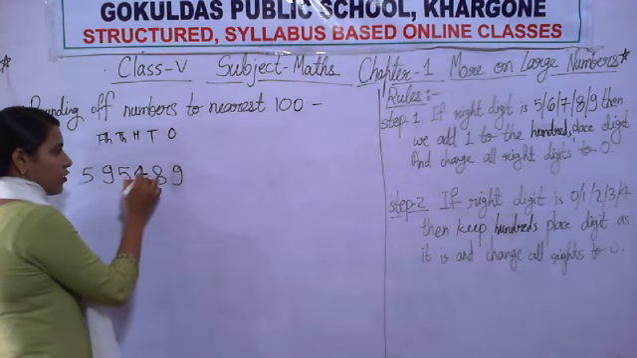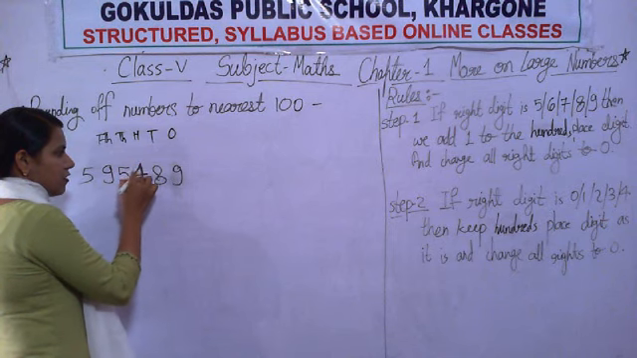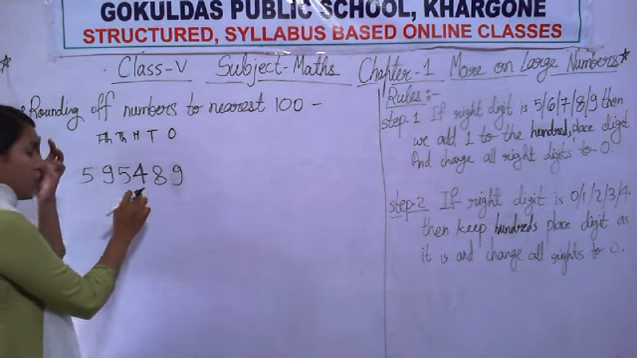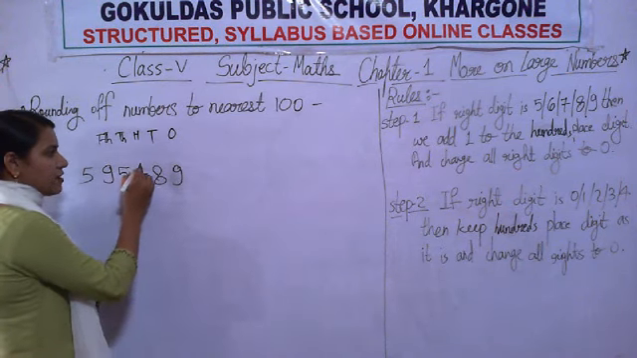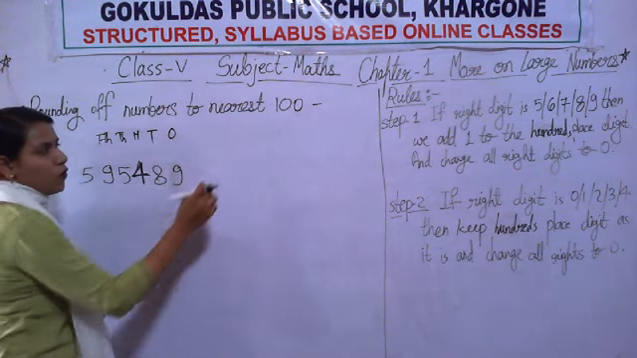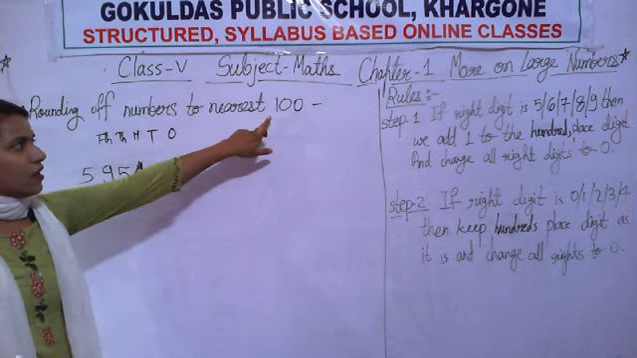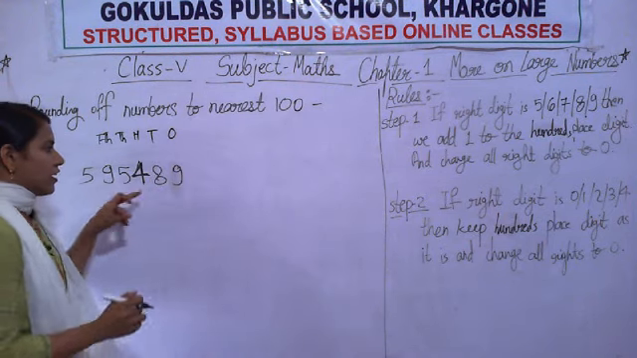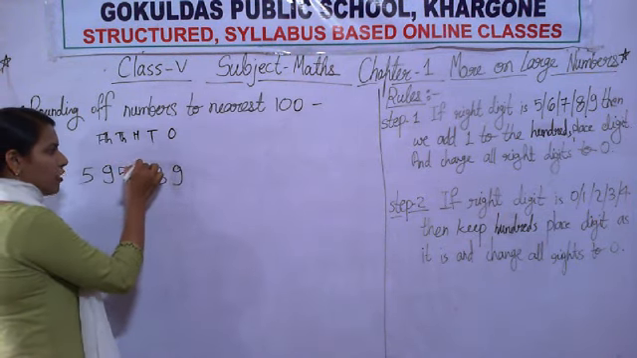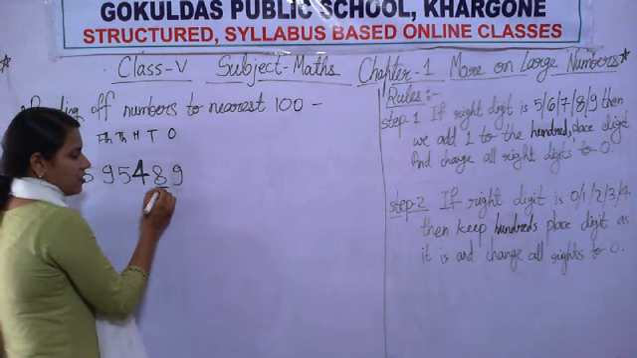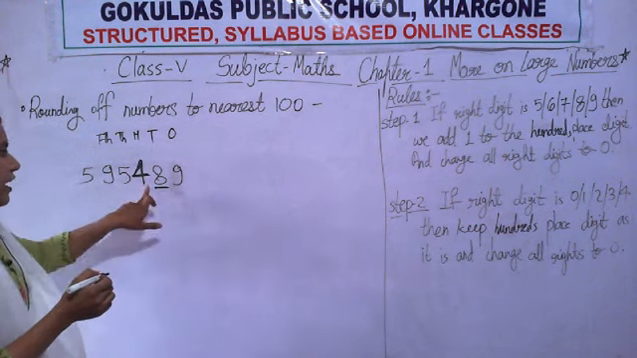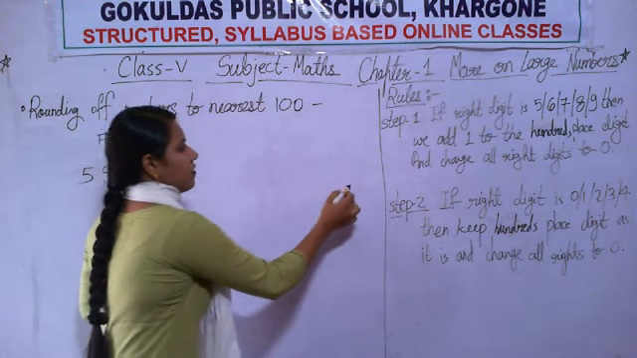So your rounding digit is the hundreds place digit, right? Your rounding digit here is 4 because you are rounding the number to the nearest 100. Now what is the rule? You will check just the right digit. So here at just the right place, 8 is there.